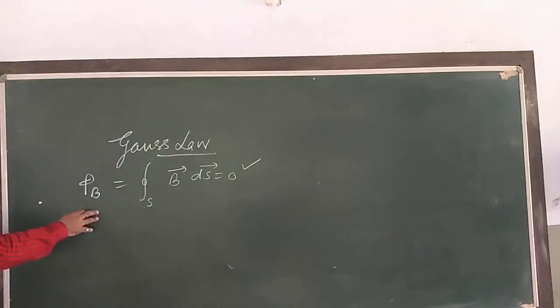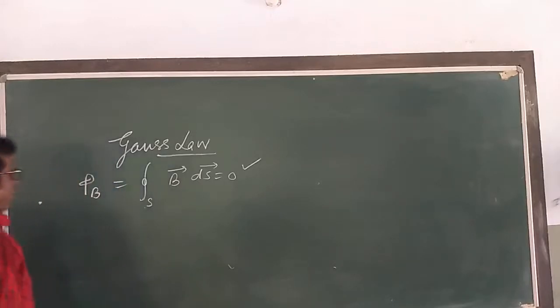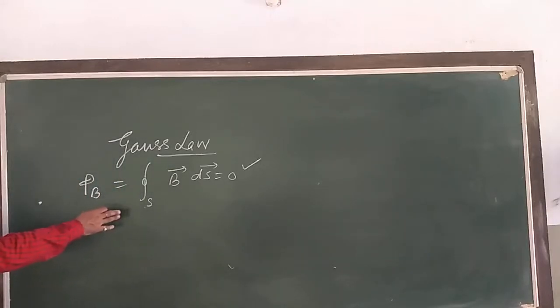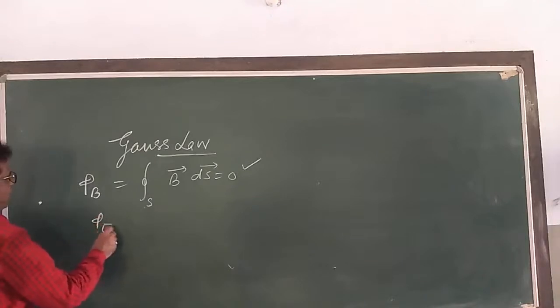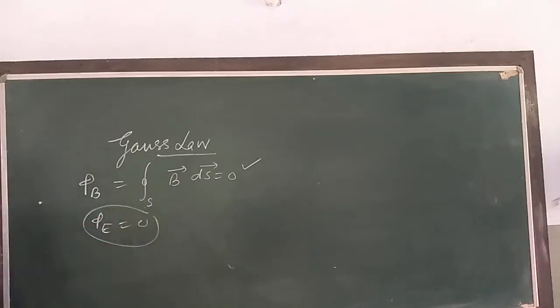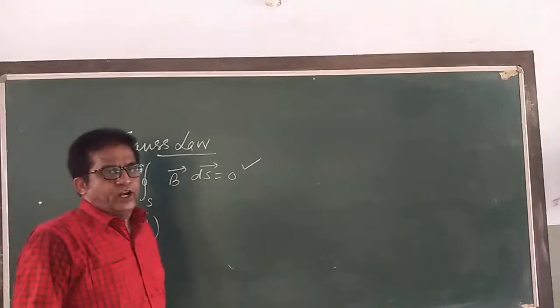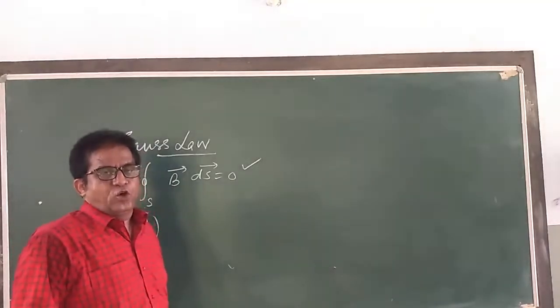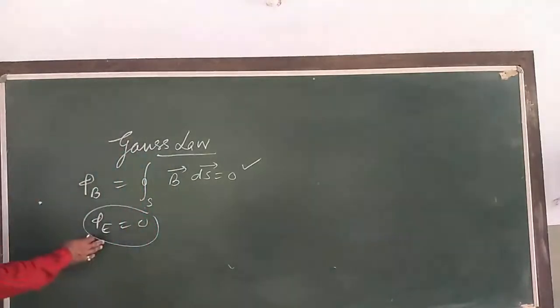If an electric dipole were enclosed by the surface, with equal and opposite charges in a dipole that add up to zero, then how much would the total charge be there? Zero. Therefore phi of E is zero. So my dear children, if an electric dipole were enclosed by the surface, the equal and opposite charges are there, and when we add both, the total charge becomes zero. So phi would be zero.